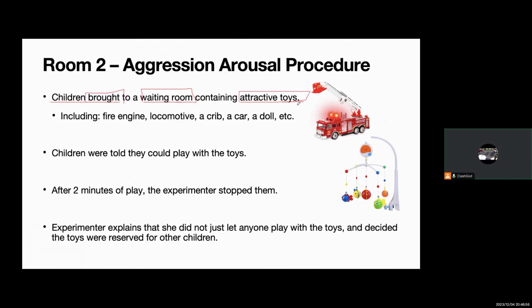And you need to know what types of toys there are inside this room. There's a fire engine, which looks like this, to stop fires. There's a locomotive, which is a train. There's a crib, which is this type of weird thing. There's a car and there's a doll. You probably only need to know 2 to 3 of these. You do not need to know all of them, but it is better, of course, if you know most of them.